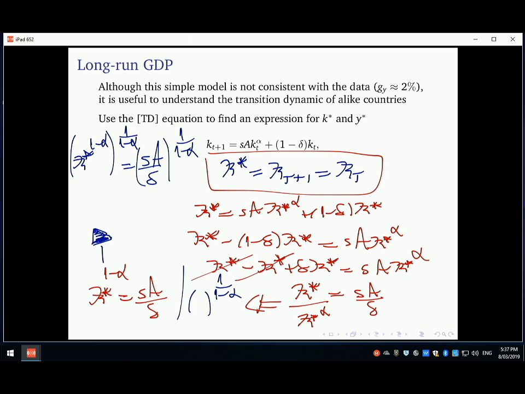If I raise everything to the power of 1 over 1 minus alpha, then I'm done, because actually these two things are going to cancel out. So 1 over 1 minus alpha divided by 1 minus alpha in the exponent, and those cancel and they are equal to 1, and that implies that my equation is just little k star is equal to little s a delta to the power of 1 over 1 minus alpha. That is our final expression for the long-term value of capital per capita.